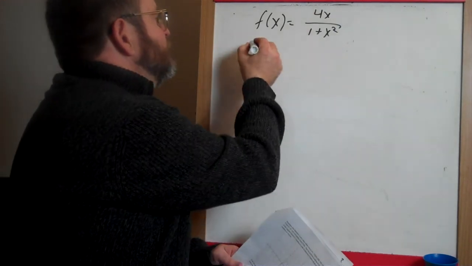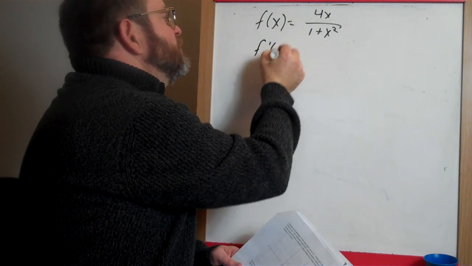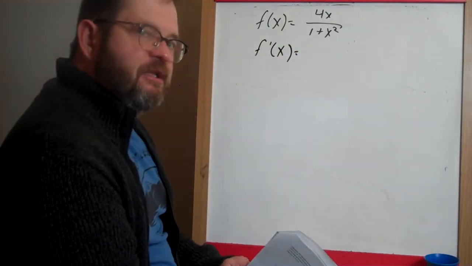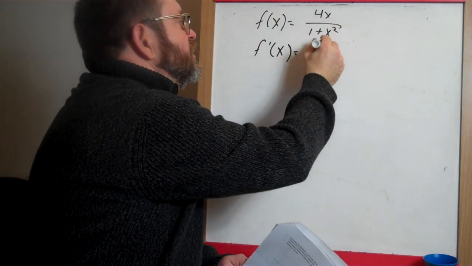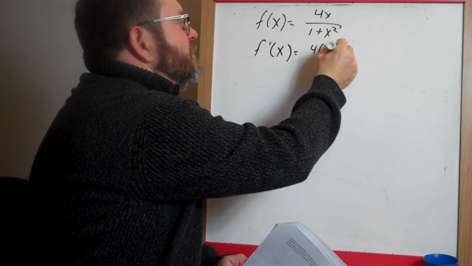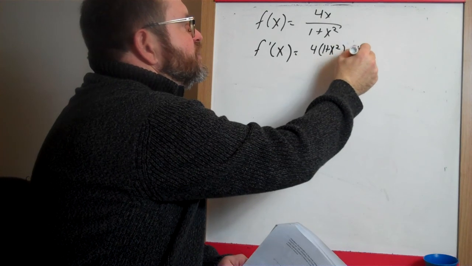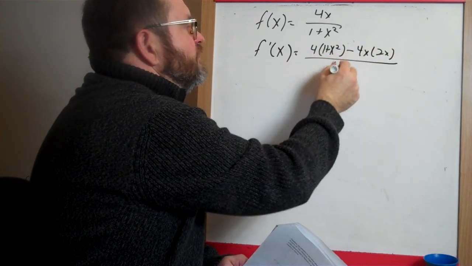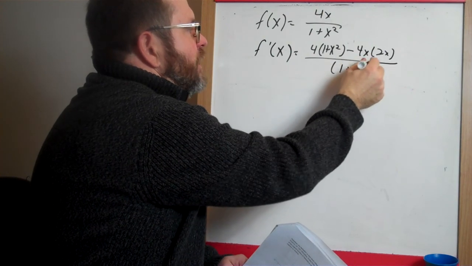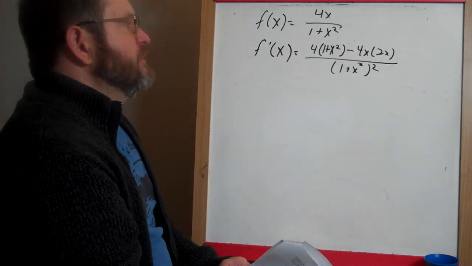All right. Well, since it's about critical points, the first thing I do is find the derivative of this. And it's clearly a quotient rule problem. So we get the derivative of the first term times the second term, minus the first term times the derivative of the second term, all over the bottom term squared.